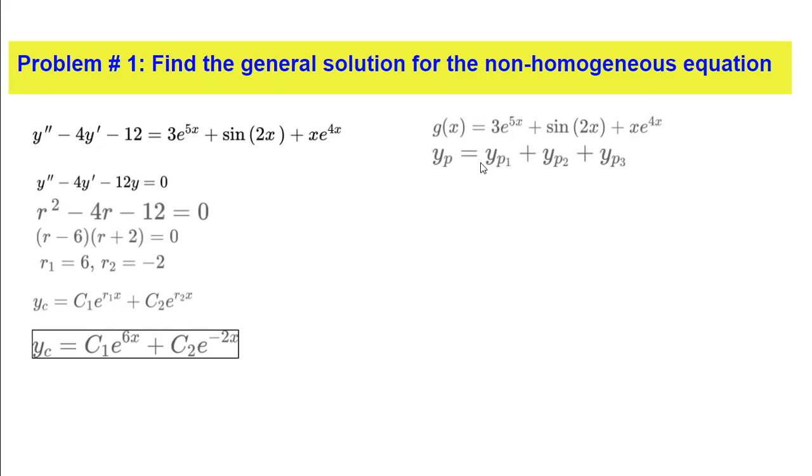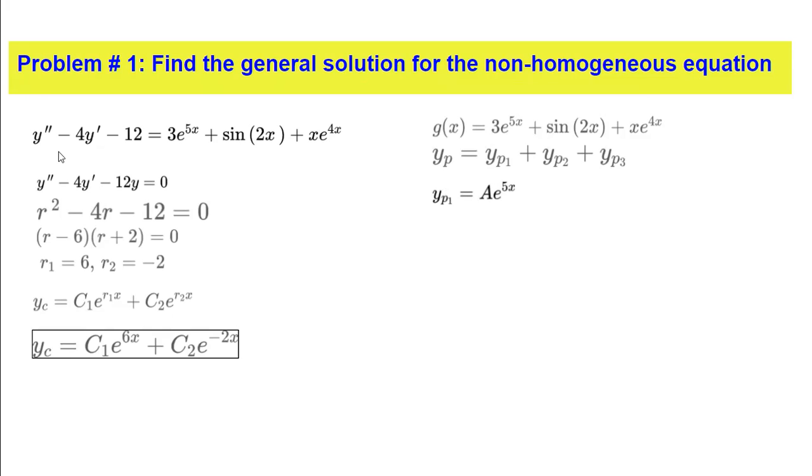So we need to find yp1 using 3e to the 5x, we find yp2 using sin 2x, and we find yp3 using x e to the 4x. We'll be guessing the particular solution for each of the g of x. So let us guess the particular solution for this first one. Since this is a linear and an exponential function, we can guess our particular solution to be equal to a e to the 5x, leaving this a to be the undetermined coefficient.